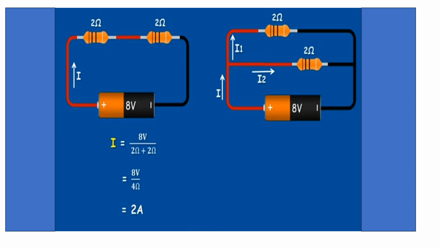The current in this first circuit is 2 amperes. We have the same resistors and the same voltage, and we want to see the current. So for series we have 2 amperes, then for parallel we have 4 amperes. Which one is the best in terms of maximizing current? Of course, that is the parallel.